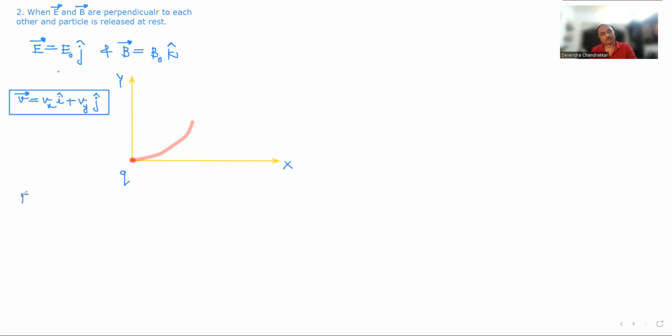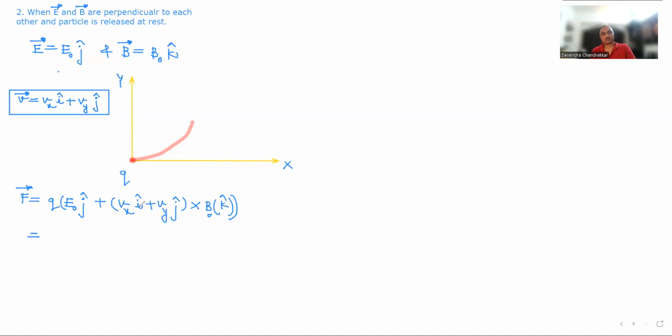So now what will be the force? The net force acting on the particle at any instant will be Q times E vector, which is E naught J cap, plus V, which is Vx I cap plus Vy J cap, cross B K cap. I hope all of you understood this. Yes or no? Please say yes or no at every step.